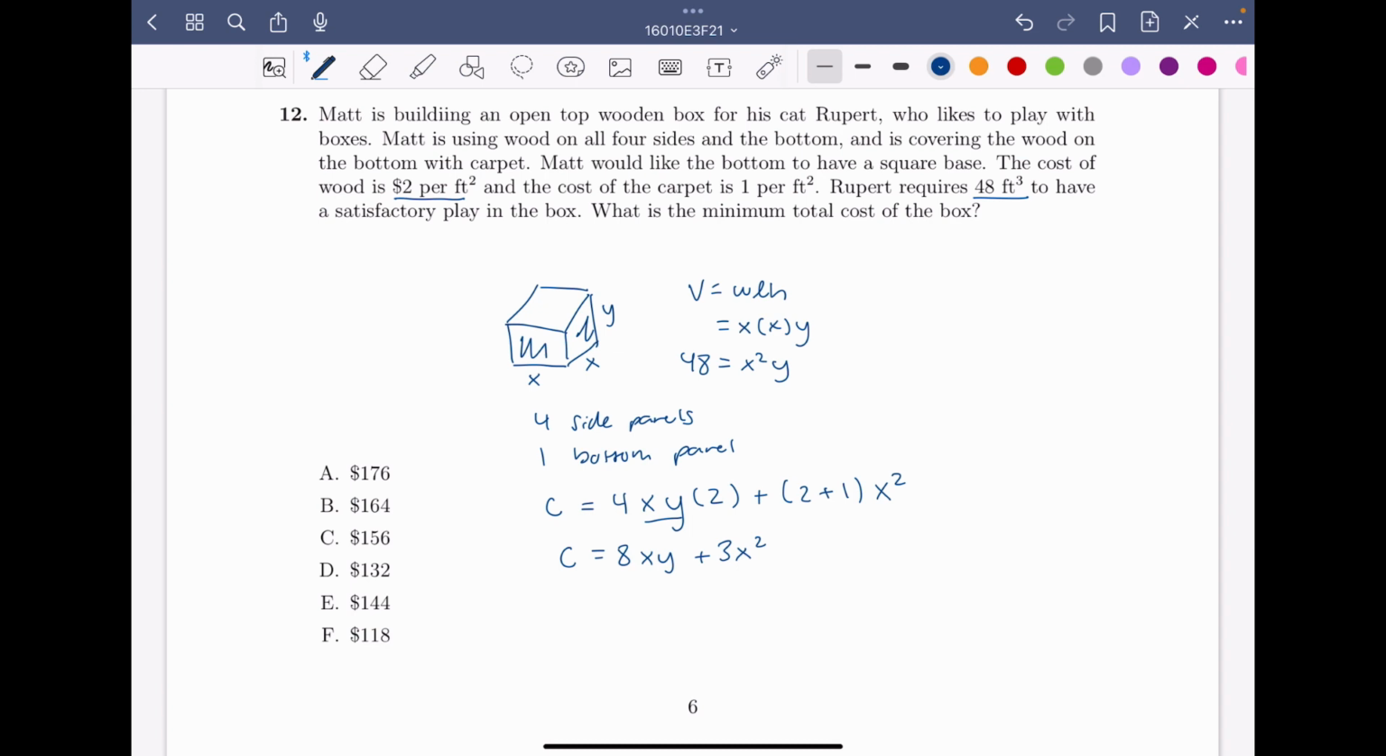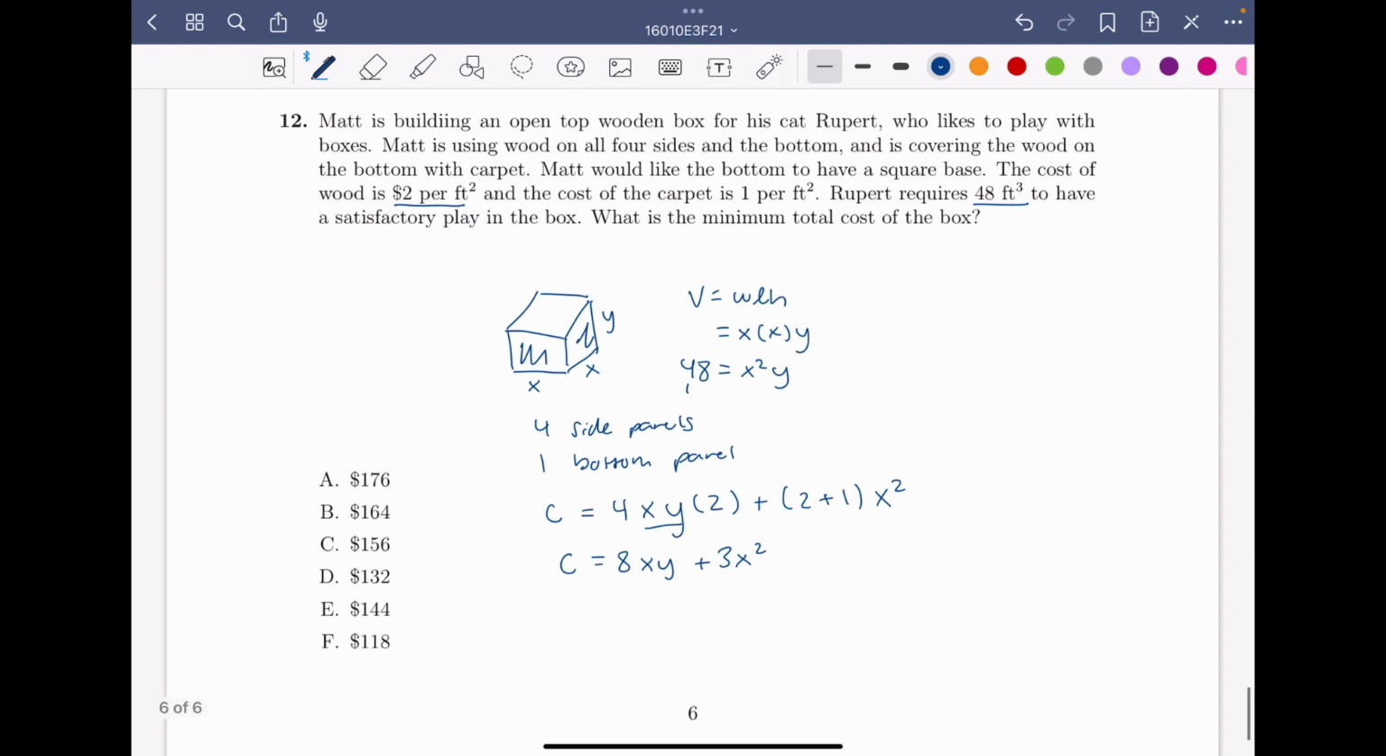Now, we want to find the minimum total cost of this box, so we would need to find the derivative of this cost function. However, we can't really differentiate with both x and y, but we have this equation right here, so we can replace one of our variables with the other. If we solve this equation, we get y equals 48 over x squared.